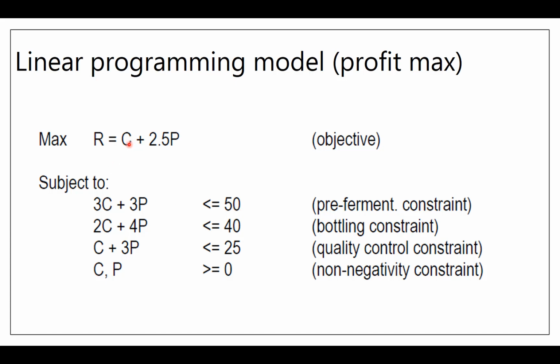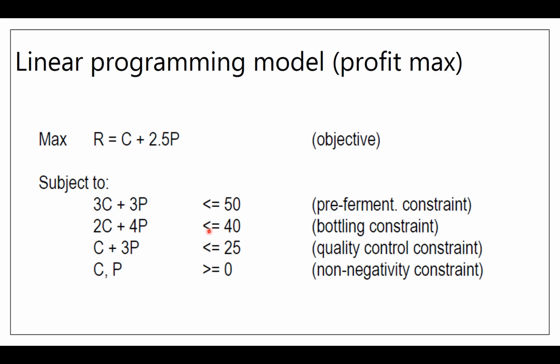Okay, so every time I decide to produce a unit of C of the cheap brew, that's going to claim 3 hours of my available 50 hours. And then the same thing happens every time I produce a unit of the premium brew. It's going to claim 3 hours on this pre-fermentation constraint. So we have 50 here, so all the combinations that use up 50 are available to us when we consider only this constraint. If we move down to the bottling constraint, every unit of cheap brew will use 2 of the available 40 hours. Every unit of the premium brew will use 4 of the available 40 hours.